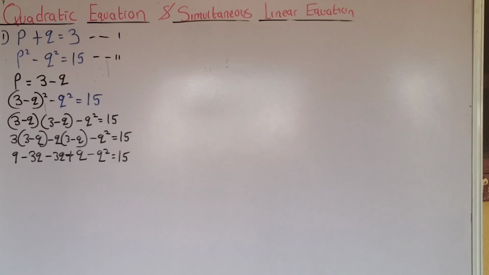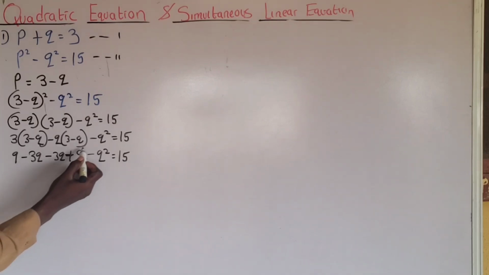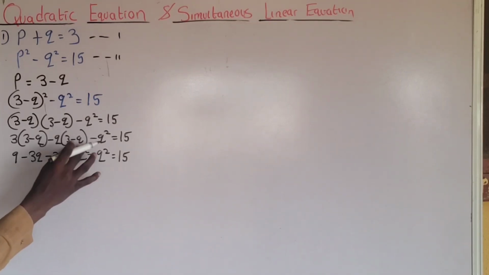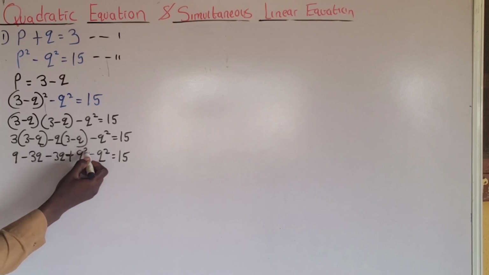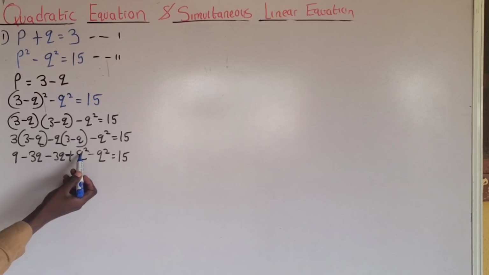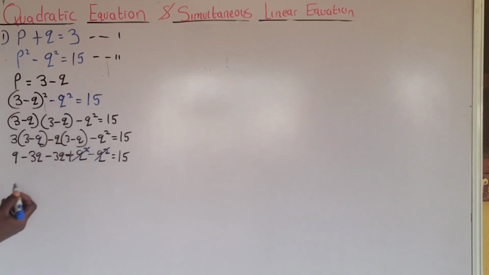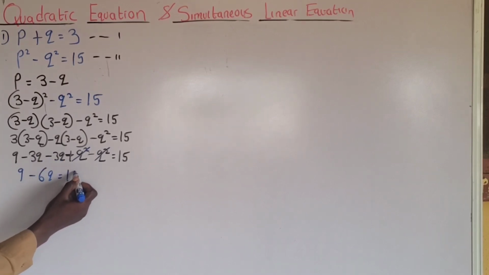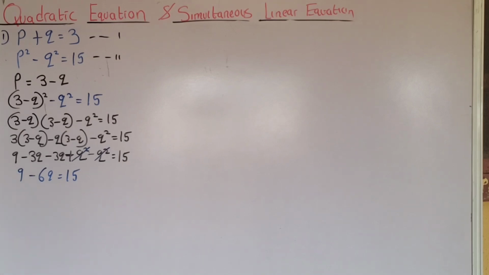This is positive q squared. Let me use the blue marker to identify that. This is positive q squared. Now we can collect like terms. This positive q squared will cancel this negative q squared. So I'm left with what? 9 minus 3q minus 3q, that is 9 minus 6q equals 15. Wow, what an amazing equation.